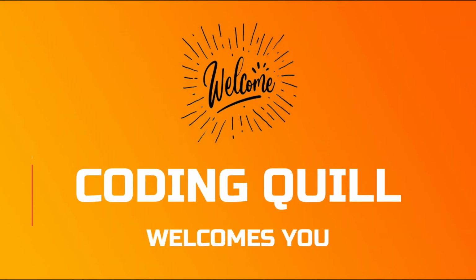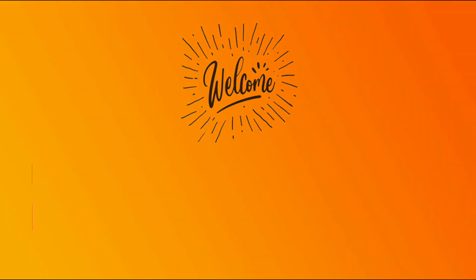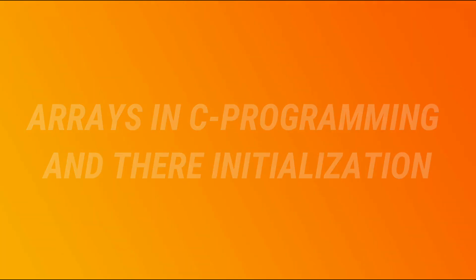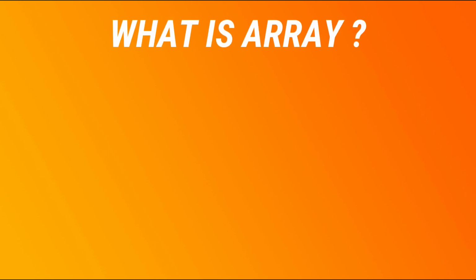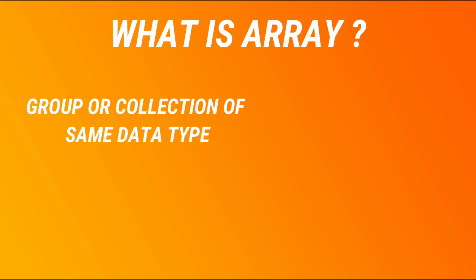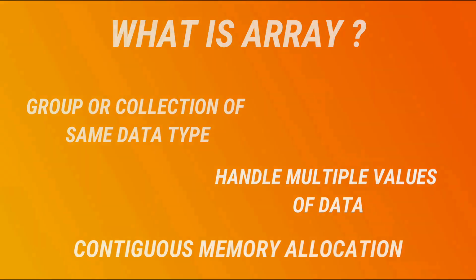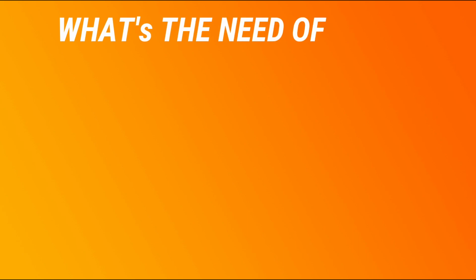Today, we are continuing our C programming series with our seventh topic: arrays in C programming and their initialization. So, what is an array? It is a collection of the same data type, used to handle multiple values of data at a time, and it has a contiguous memory location. Okay, so you may ask, what's the need of an array, or why is it important to learn arrays?